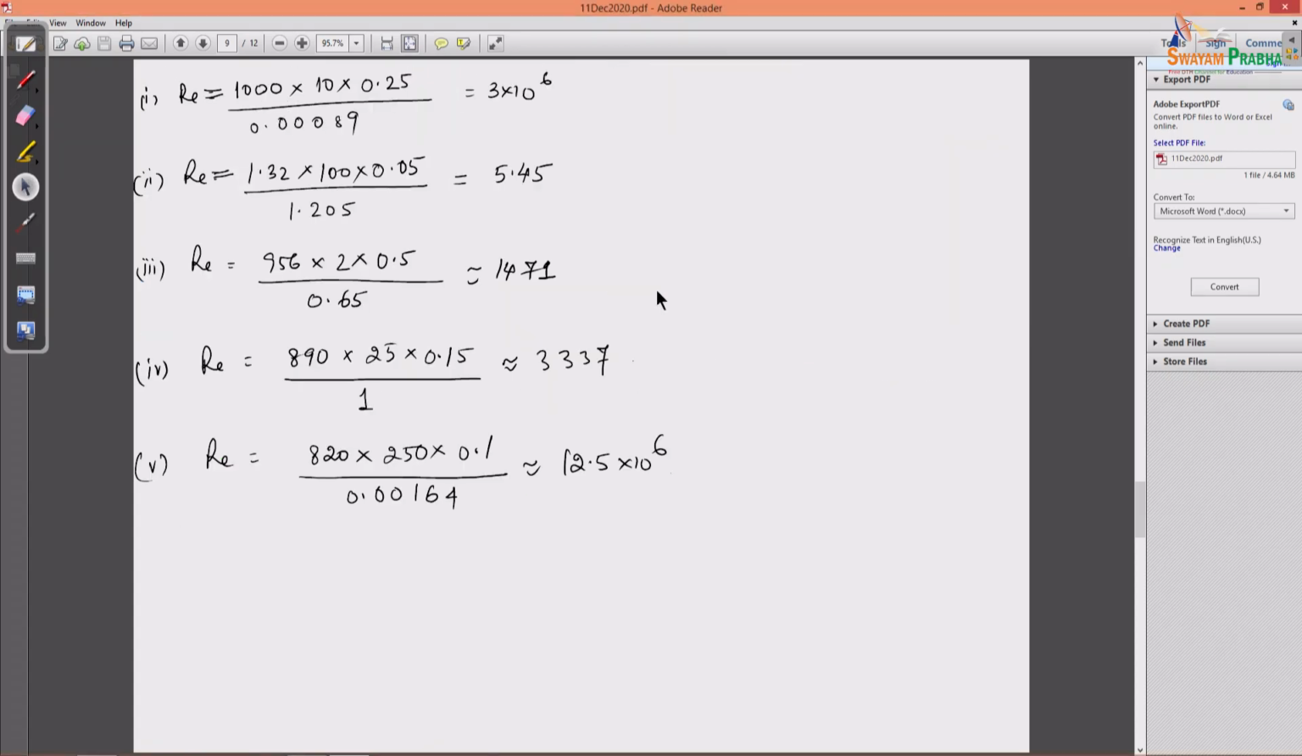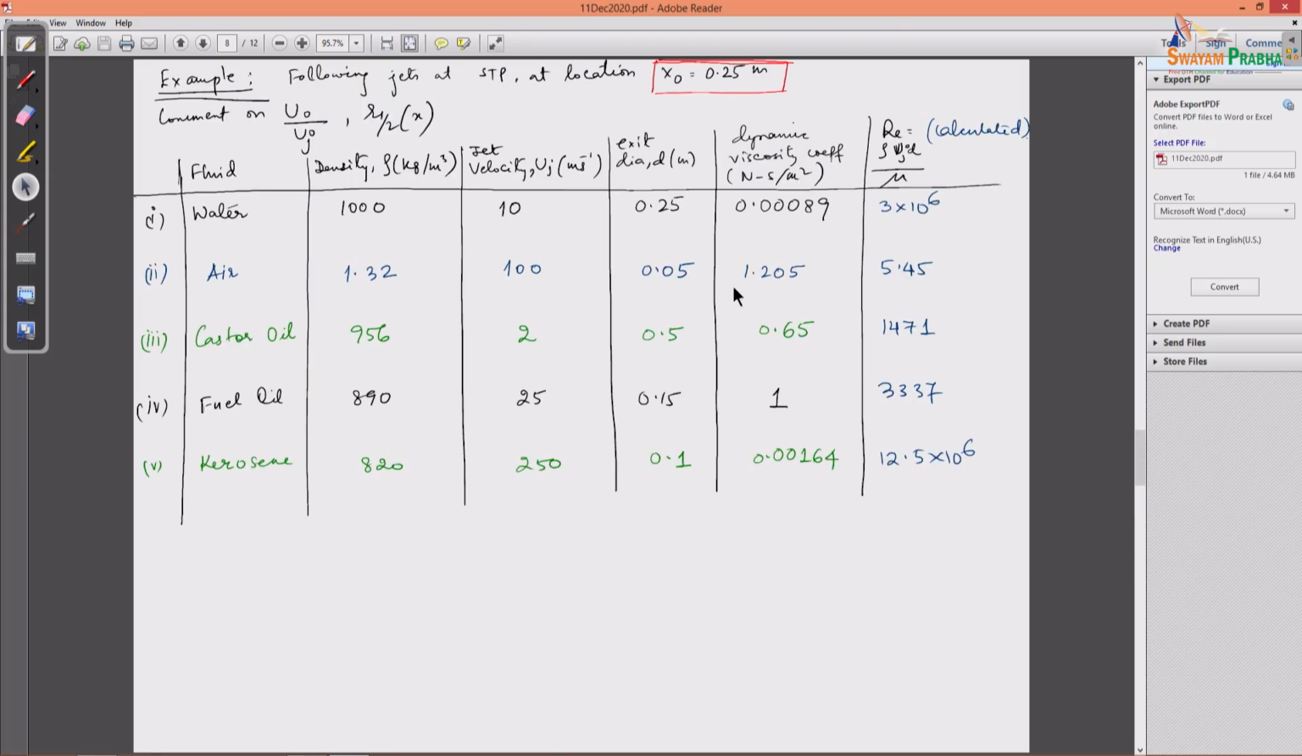We found out the Reynolds numbers corresponding to each of them, and what's most important is that the Reynolds numbers are quite different from each other. Number 1 and 5 are kind of close, but other than that they're all pretty far apart, and there's nothing much as far as similarity in Reynolds number is concerned. These are all quite spread apart.